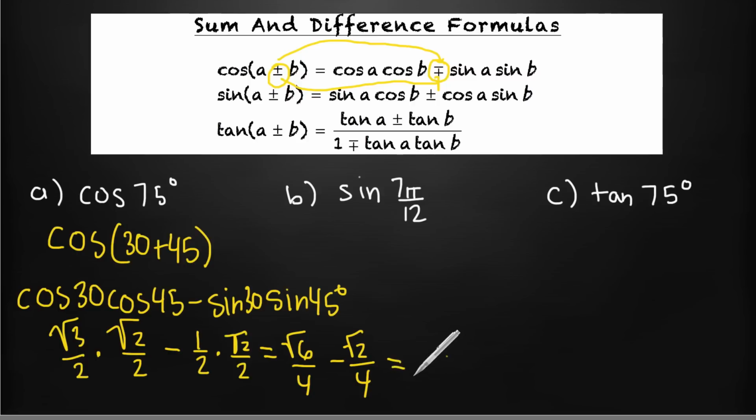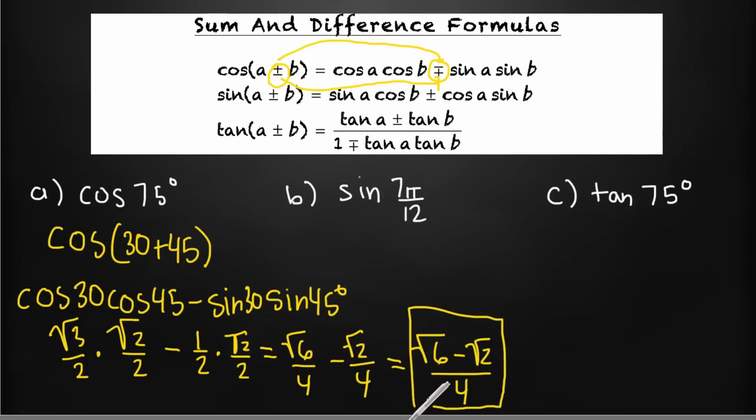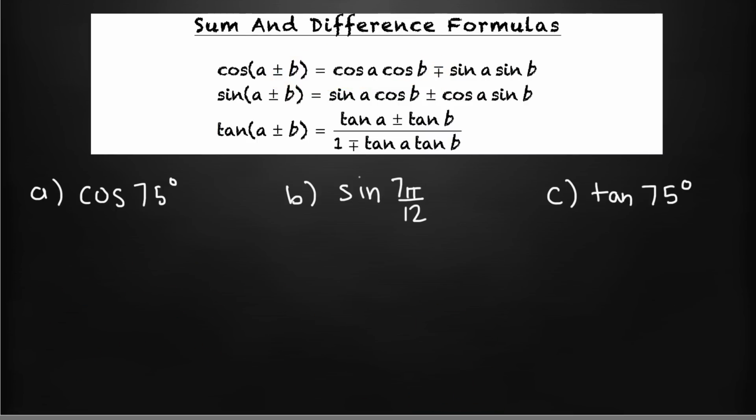And so your final answer here is going to be root 6 minus root 2 over the common denominator of 4. And so that would be what the calculator would give you. If you did cosine of 75, it would probably give you a decimal answer, and that would be the same as root 6 minus root 2 over 4. All right, so let's do the next example.